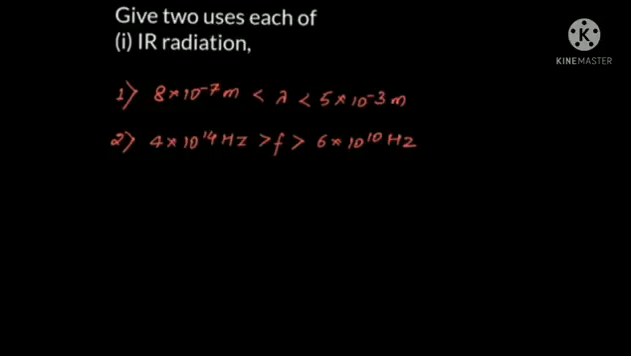First of all, infrared radiation provides electrical energy to satellites by means of solar cells. So the first use which we should keep in mind is that it is used in solar cells. Secondly, it is used in greenhouses to keep the plants warm. So the next use is that it is used in greenhouses to produce the greenhouse effect.